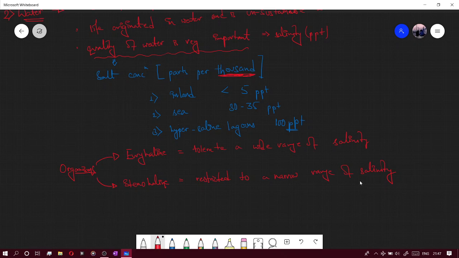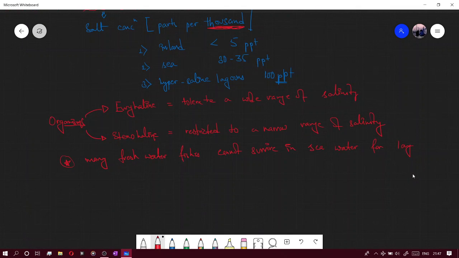Now, there's a line written in NCERT that I would like to write here, that many freshwater fishes cannot live for long in seawater and vice versa. Many freshwater fishes cannot survive in seawater for long. This line is written, but the reason is not written. What is the reason? Osmotic problems. Okay guys, this is the reason, and vice versa, which means that seawater, meaning saline water, fishes cannot also live in fresh water.